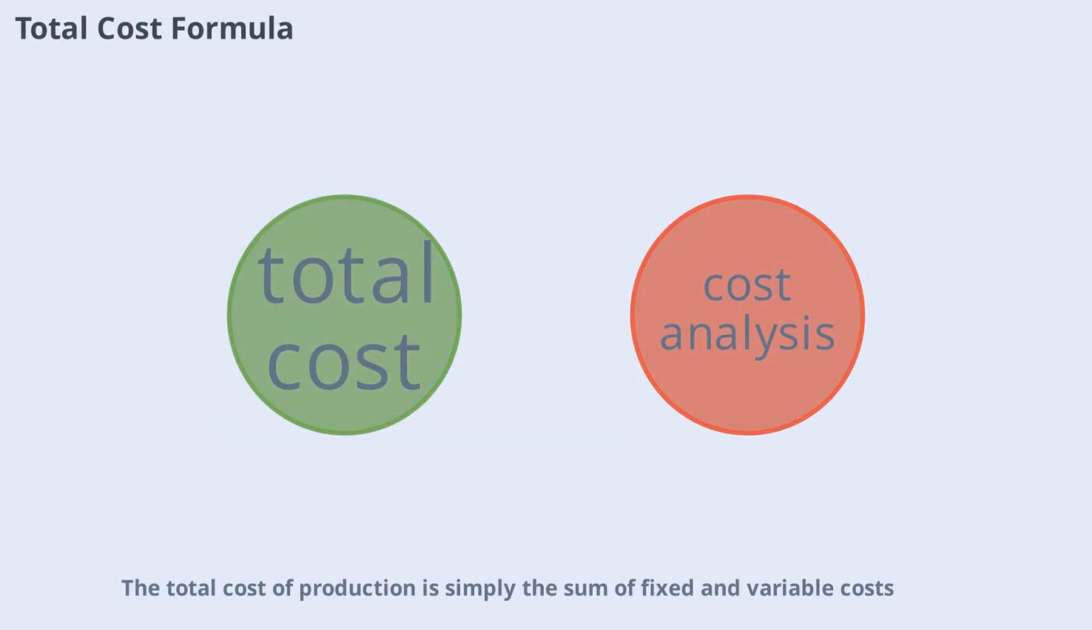Total cost of production is simply the sum of fixed and variable costs. Mathematically, it's written as total cost equals fixed cost plus variable cost. This formula is the backbone of cost analysis in economics. By plugging in different production levels, businesses can see how their total costs will change and plan accordingly. This understanding is vital for setting prices, forecasting profits, and making investment decisions.